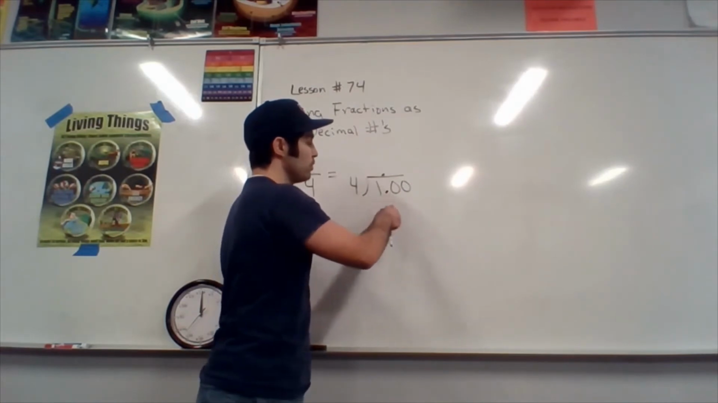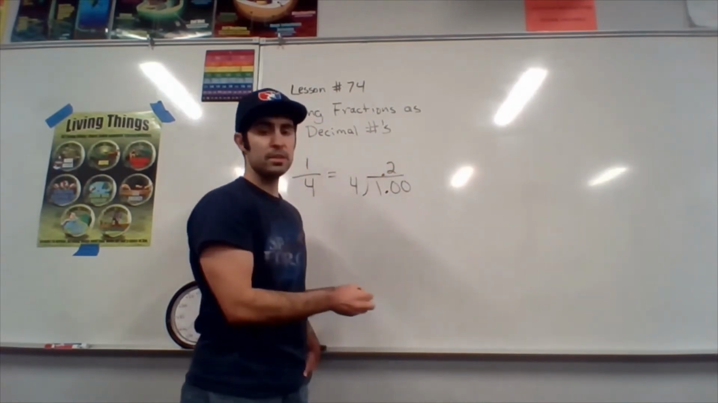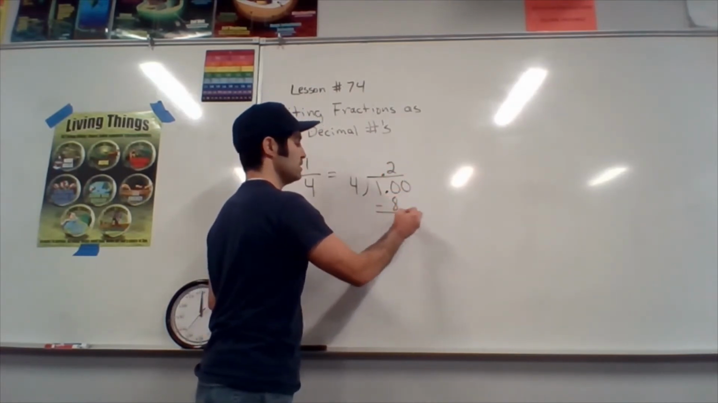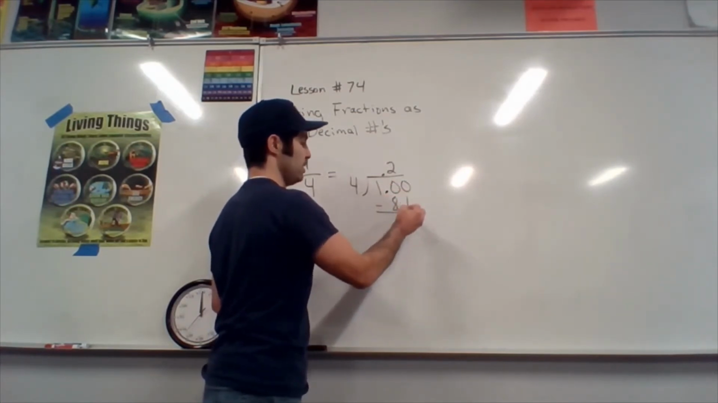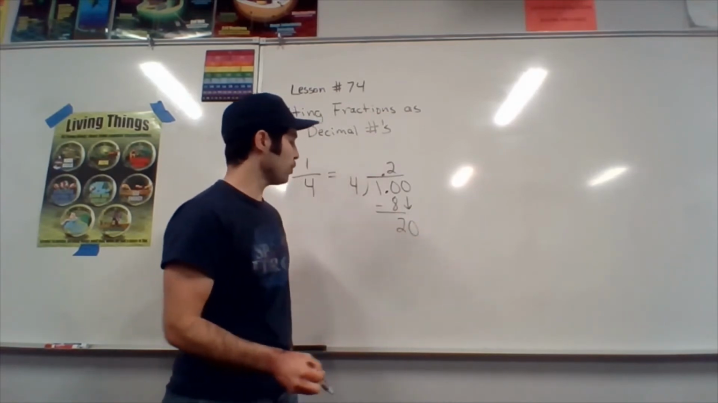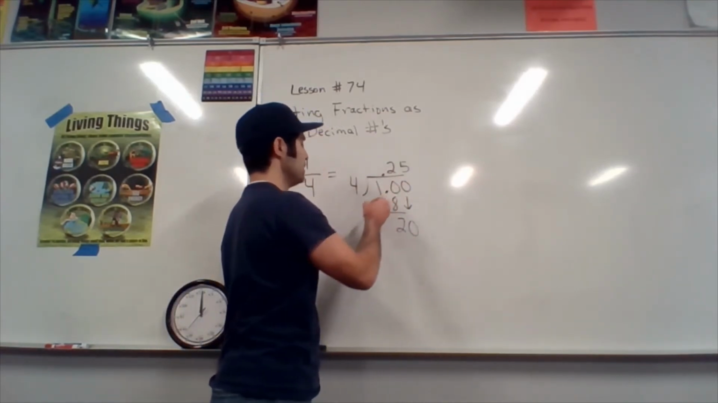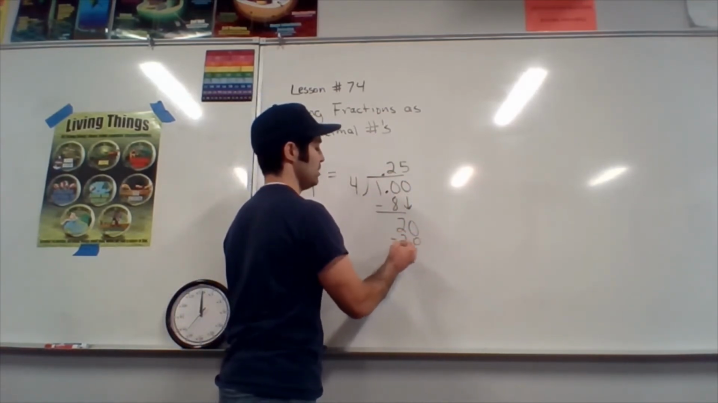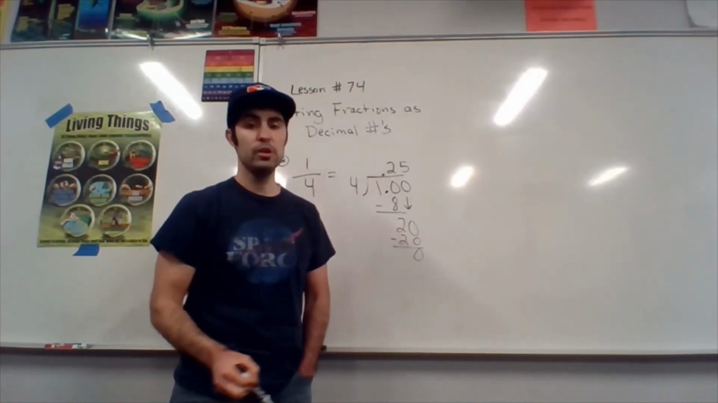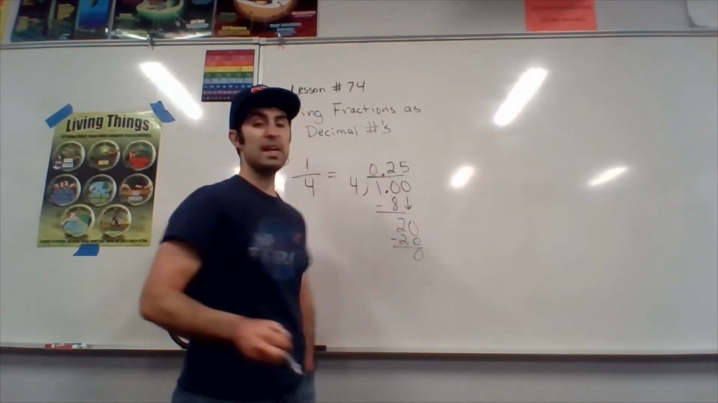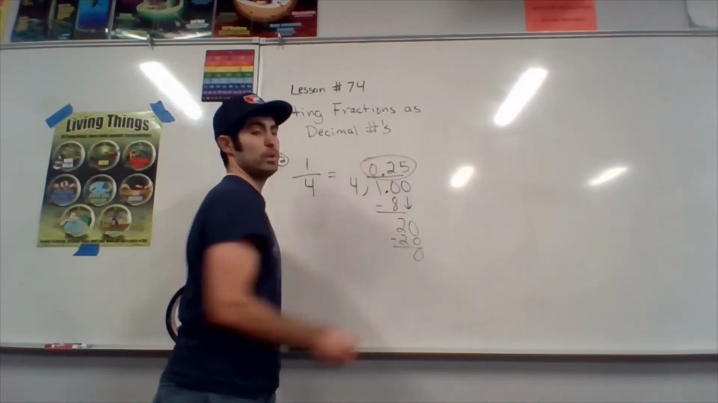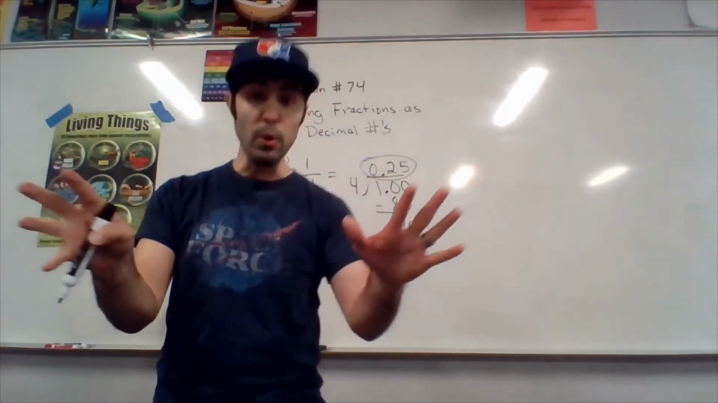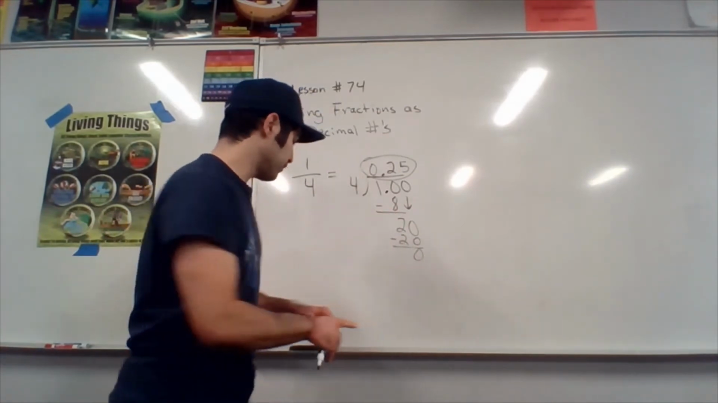How many times will 4 go into 10? 2 times. 2 times 4 is 8. Subtract, 10 minus 8 is 2. 2 is less than 4, so I can bring down the 0. 4 will go into 20 5 times. 5 times 4 is 20, and we do not have a remainder. So this would be what we said earlier. 1/4 is equal to 25 hundredths. You can always do it that way, no matter what the fraction.